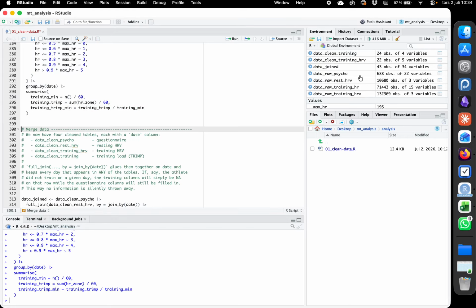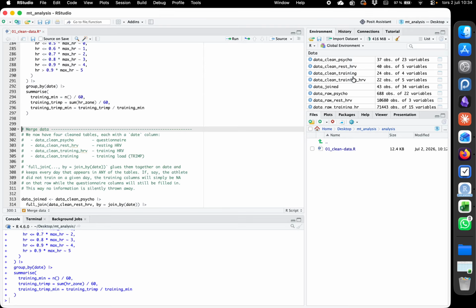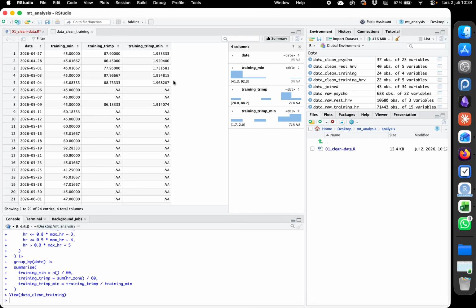But if we run this now and look at the data clean training, you will see here that we have a bunch of missing data, right? So we see here that, for example, the 6th of May, there is supposed to be 45 minutes of training, but we don't have any training trim.